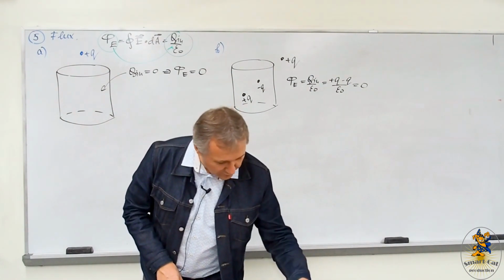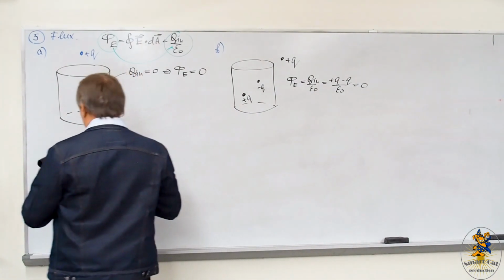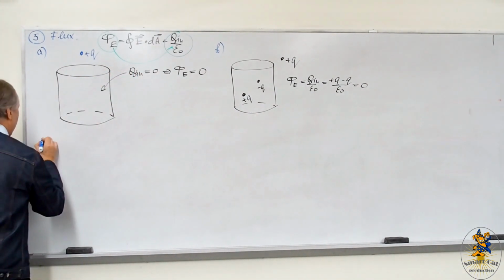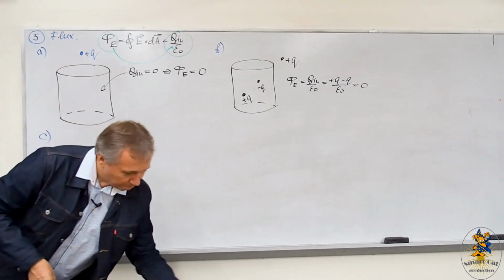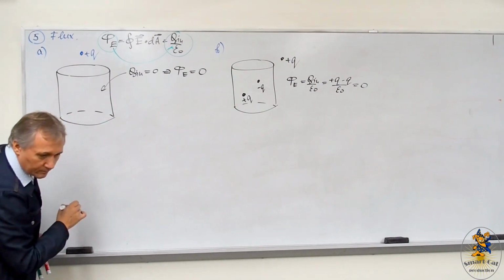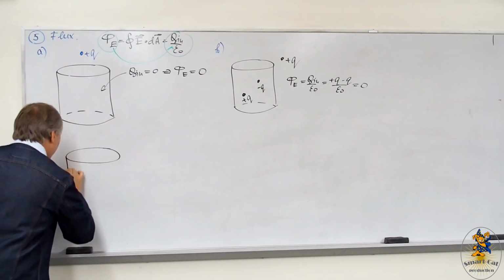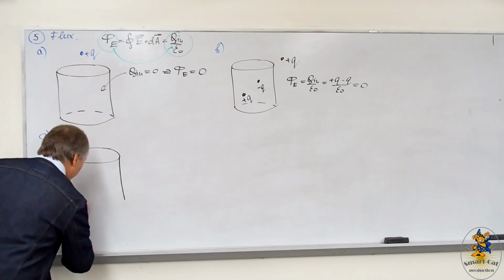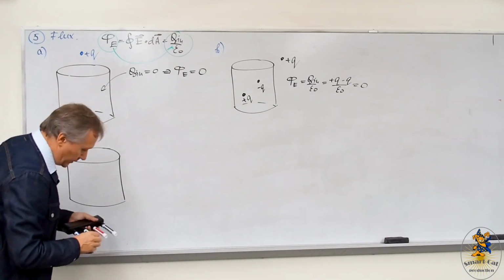So now let me increase the complexity of this. It's A, B, and now C, with some calculations. Again, the cylinder. Let me draw it like this. So the cylinder, and charges. Two charges are inside.